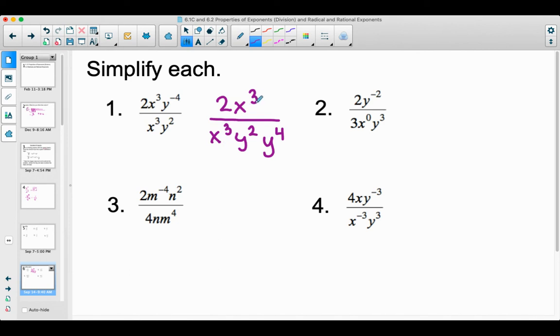But uniquely, what happens, 3 minus 3 is 0. So those x's just go away. And then the y's are next to each other, which means they're being multiplied. And multiplication means you add exponents. So when we add 2 and 4, we get y to the sixth power. And then we just have a 2 on top. And that is your answer. And that's your division property.